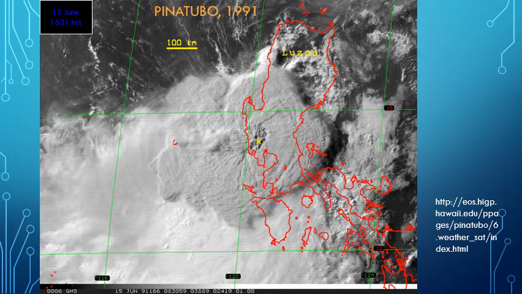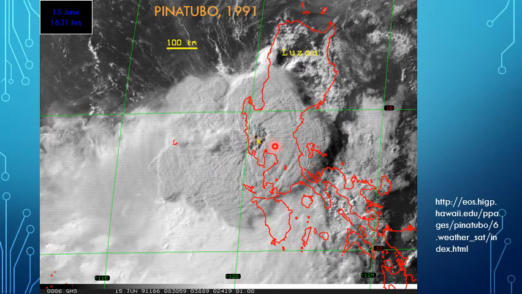This is the eruption cloud or plume of the 1991 Pinatubo eruption. The eruption on June 15, 1991 was of Plinian type. Plinian eruption is the most explosive among the types, in which steam, gas, and ash is violently ejected over 25 kilometers above the crater of the volcano.